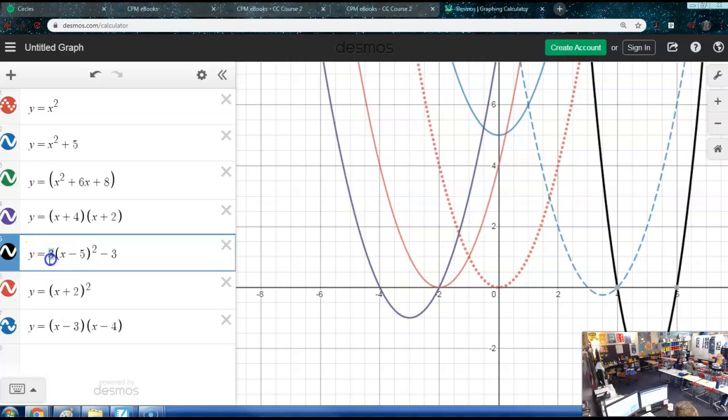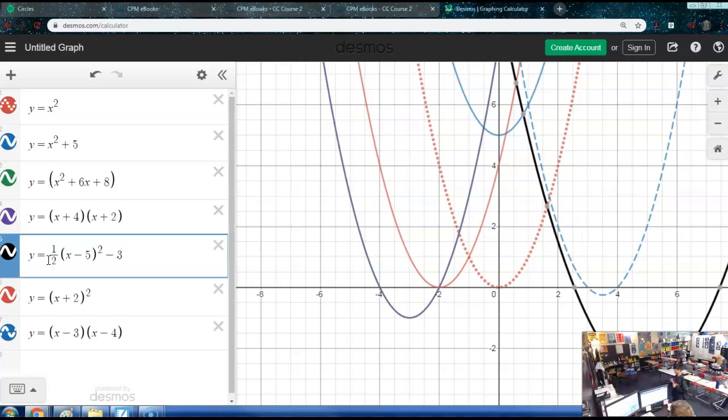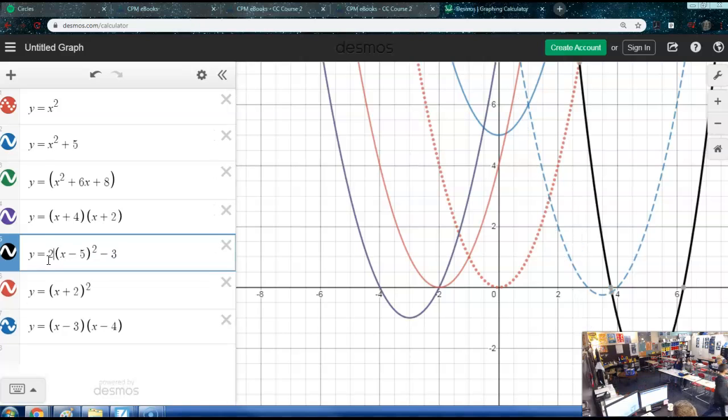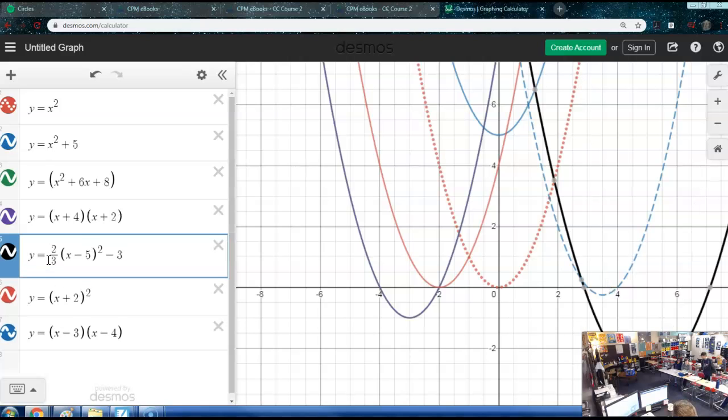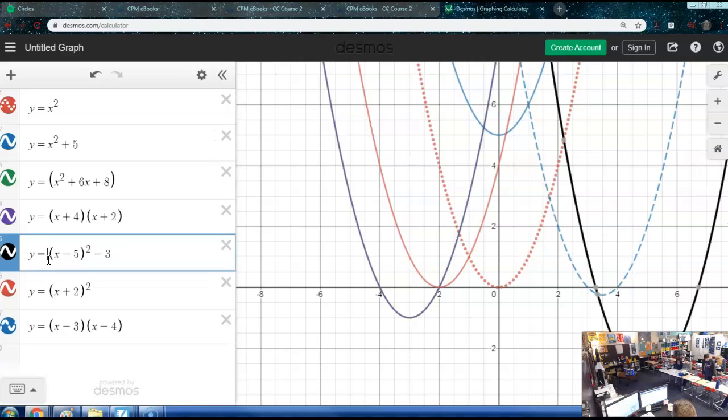A number bigger than 1 compresses. A number less than 1 stretches. Then this minus 5 is what shift? Horizontal. Right? Then the minus 3 outside is vertical.